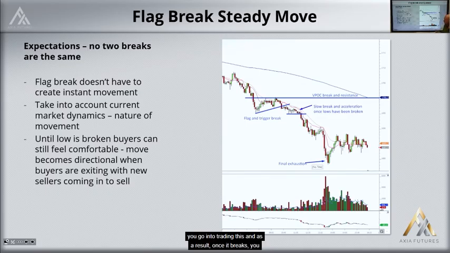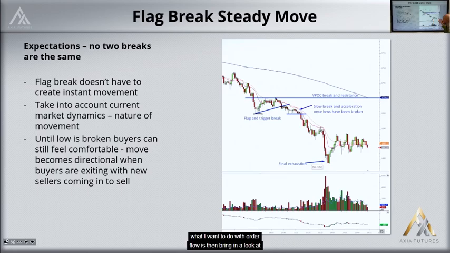And as a result, once it breaks, you've then got to think, right, where's the drive element to this going to come from? And like I talked about before, this is typically going to come once you break this low, as opposed to when you break here. We'll talk about this more as we go further and further on, particularly when we move into order flow.